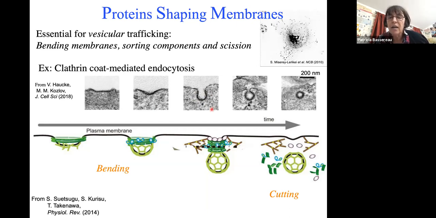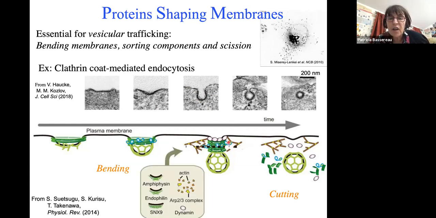And at the end of the day, you have an important process, which is the fission. And the fission is performed by dynamin in the case of clathrin. And you have many proteins also which are present here, including actin. So at that stage, it has been recognized that there are different proteins which have a very characteristic shape, a banana shape, which are involved and recruited at the neck of the bud here, in addition to actin.